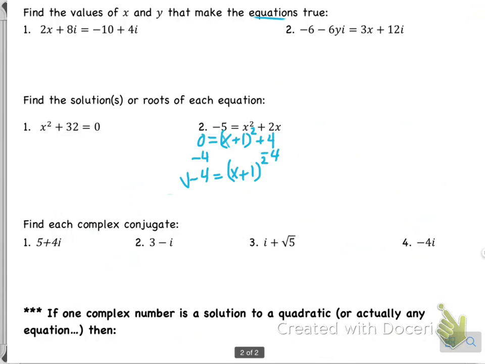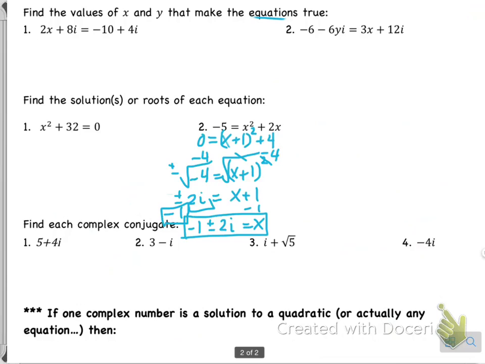And now I can take the square root of both sides. And the square root and the square cancel. And now the square root of negative 4 is just 2i. And that equals x plus 1. Don't forget your plus or minus when you take the square root of both sides. I almost did. And then you subtract 1 from both sides. Now remember, this is real. This is imaginary. Can't combine them. So I have negative 1 plus or minus 2i equals x. And then those are my two solutions.